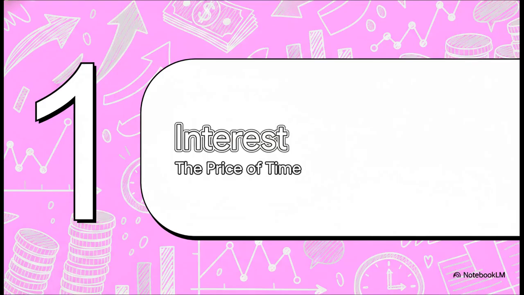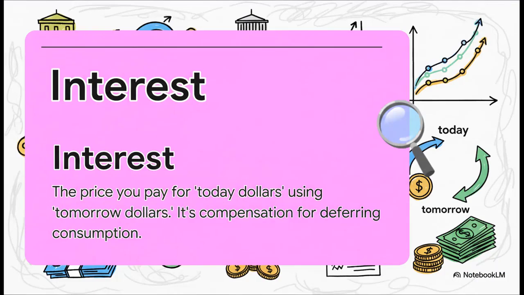Okay, so let's dig into that first building block, interest. And you've got to stop thinking of it as just some fee a bank charges you. It is, quite literally, the price of time. Think of it this way. Interest is the price somebody pays for the privilege of using today dollars instead of having to wait for their tomorrow dollars. And if you're the one lending the money, it's your reward, your compensation for giving up the chance to spend your own money right now.